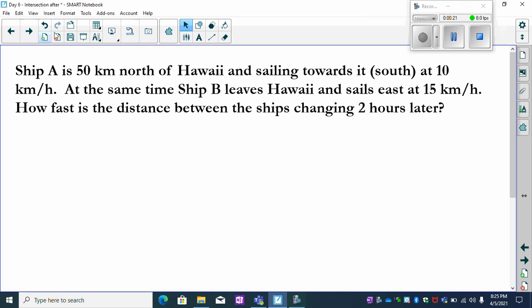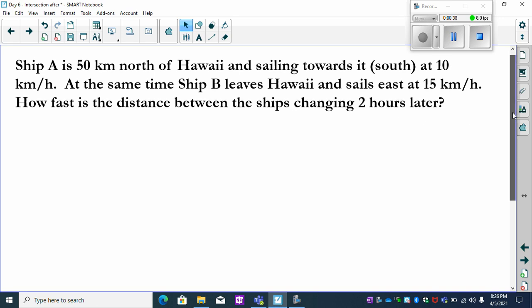So let's go with the first question. Ship A is 50 kilometers north of Hawaii and sailing towards it south at 10 kilometers an hour. At the same time, ship B leaves Hawaii and sails east at 15 kilometers an hour. How fast is the distance between the ships changing 2 hours later?